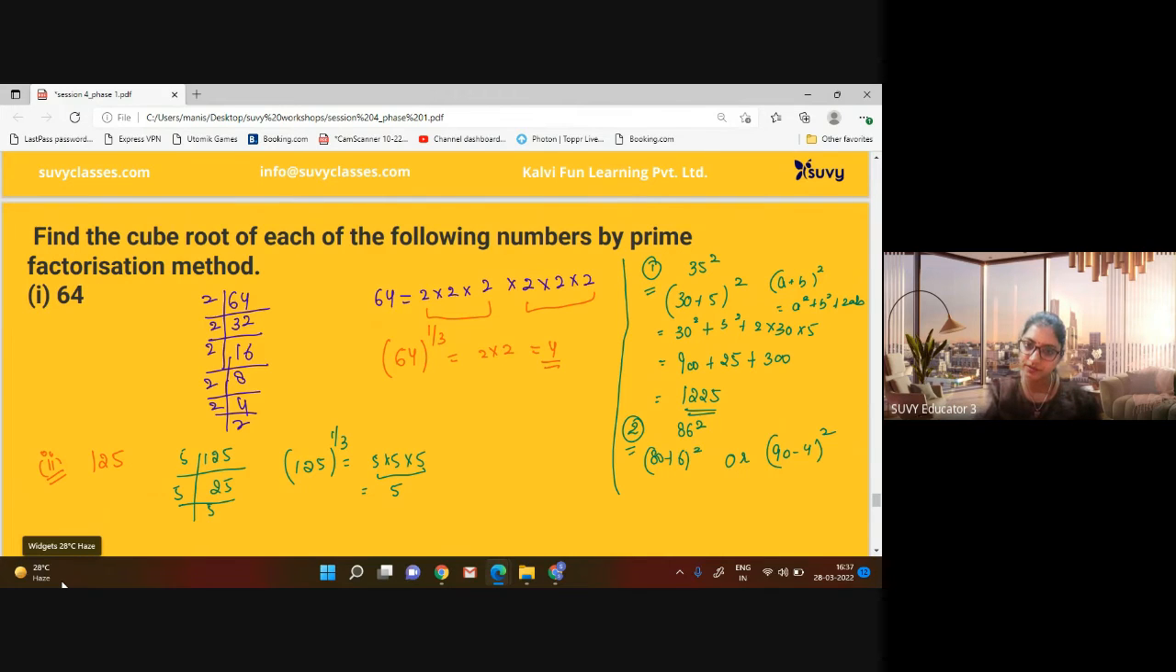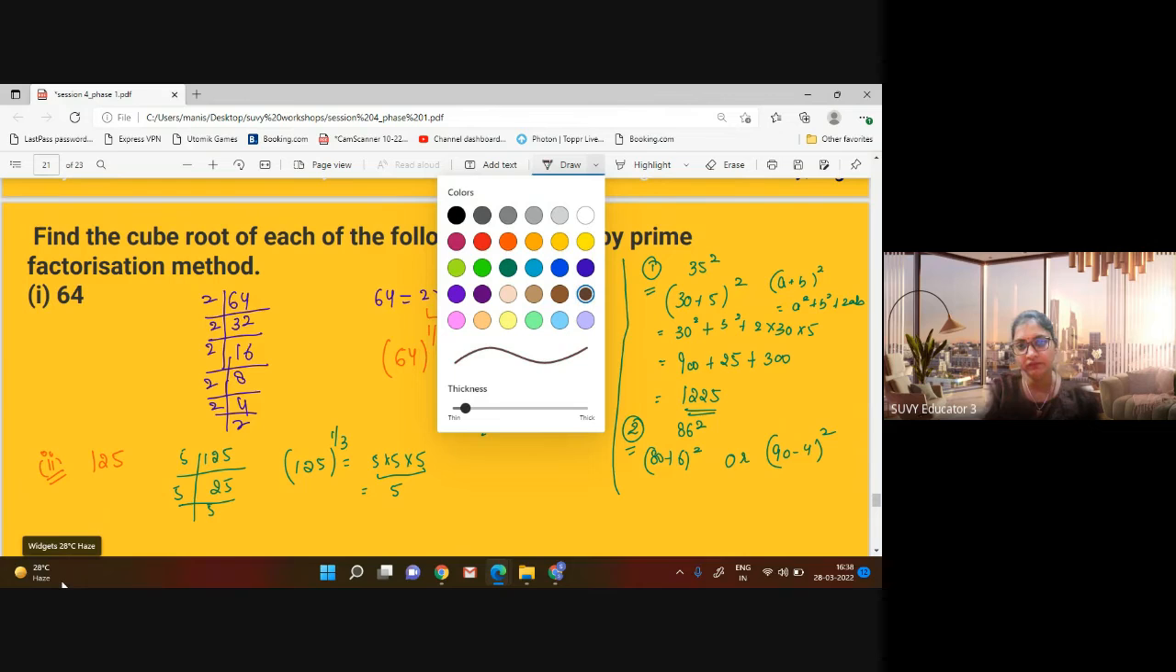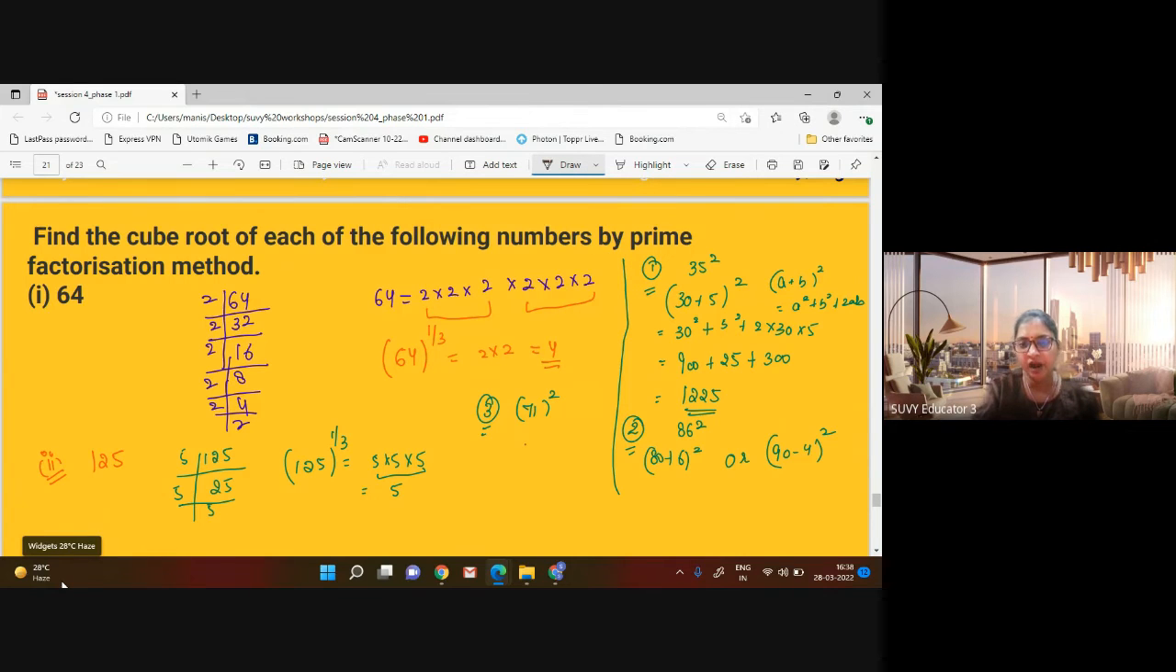Let's say, for example, you have the question: we have to calculate 71 squared. So what will you do? We can rewrite it as 70 plus 1 whole squared.